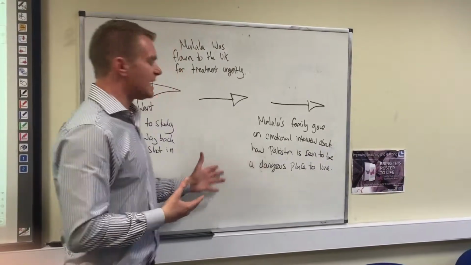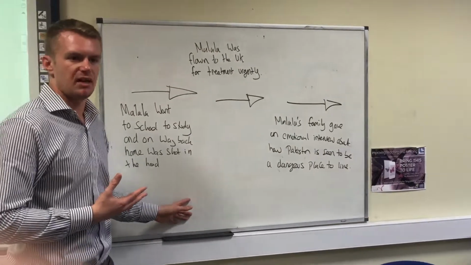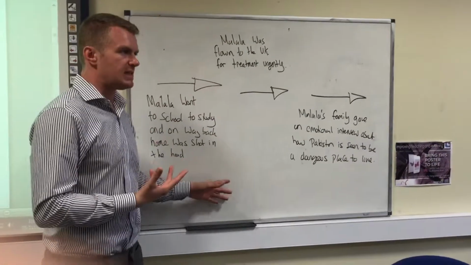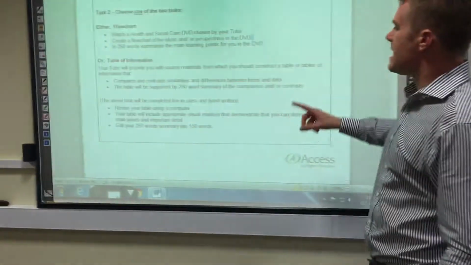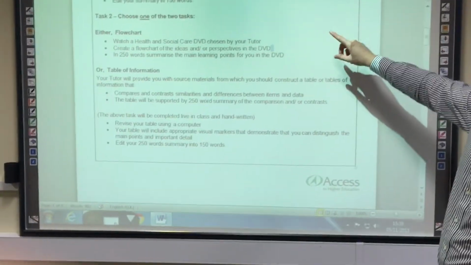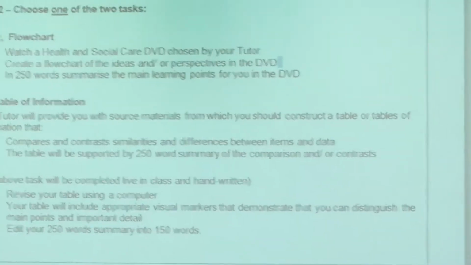So this is a little example of what the flowchart needs to look like. You can put colours in this, you can make it look very beautiful, very well presented. Once you've done this in class with Paul and I, the next bit is that you need to do a 250-word summary of the main learning points for your DVD.